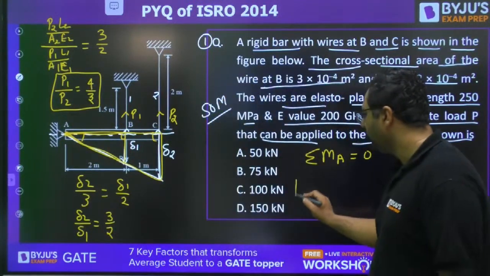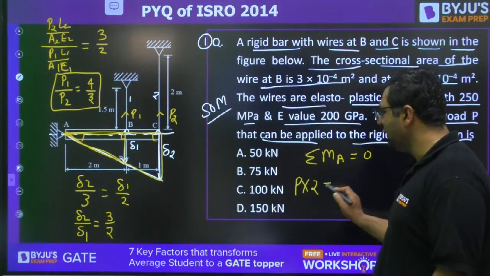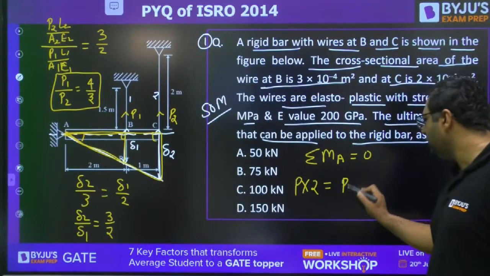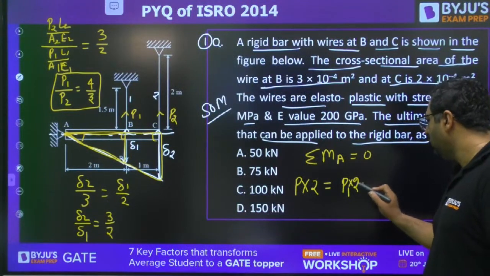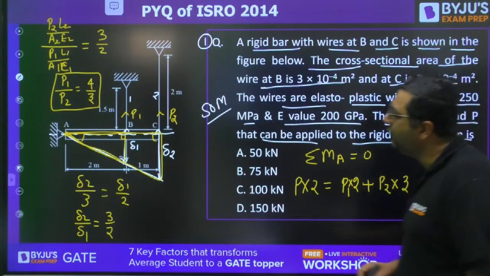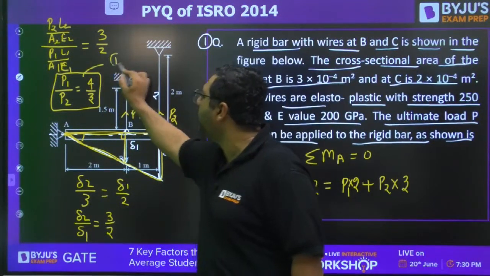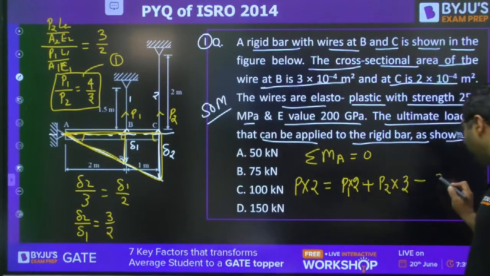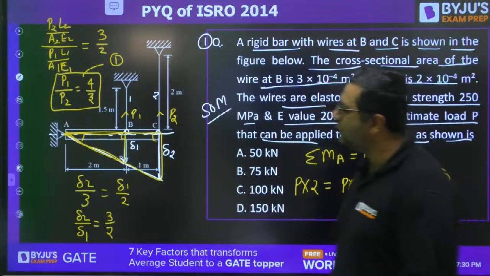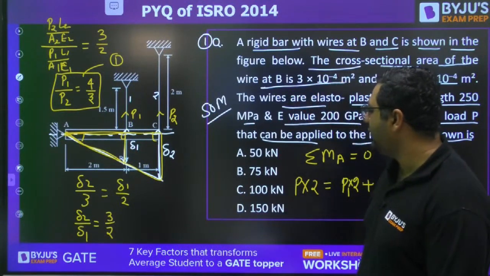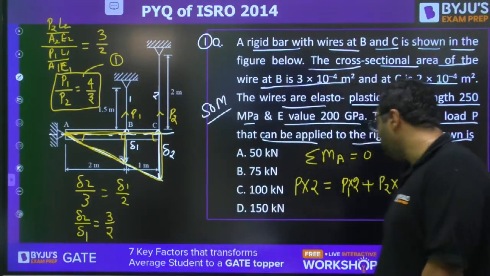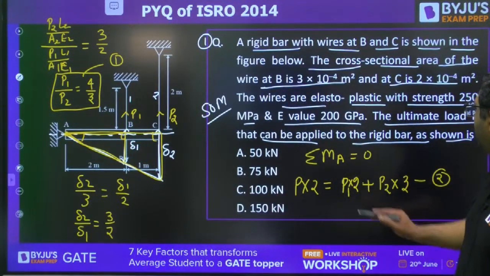So you can write P into 2 is equal to, this P1 is also at the same distance, P1 into 2 plus P2 into 3. So this will give you one equation between P1 and P2. This will give you the second equation between P1 and P2. When we are talking about these two equations, you must be aware that we are going to find out the value of P actually. So if you want to write down the ratio of P1 and P2, we already know it.